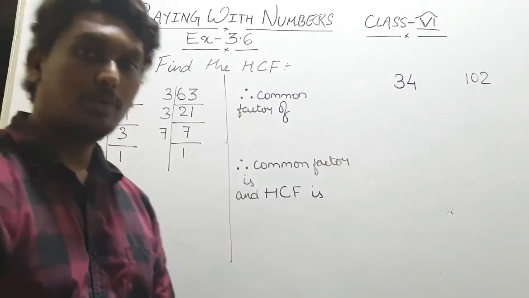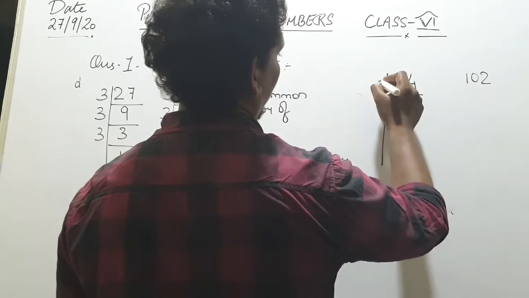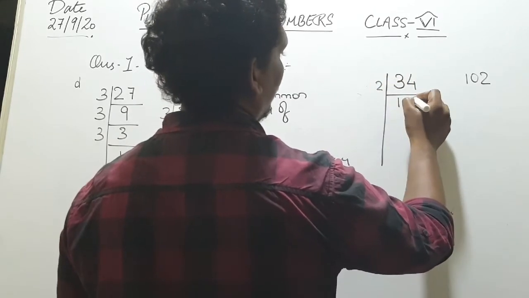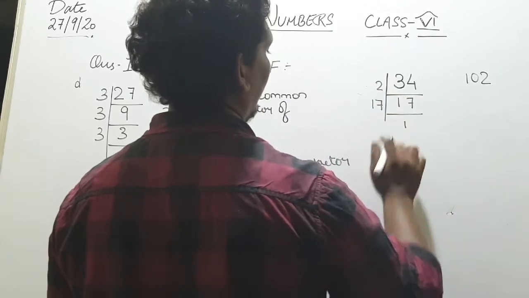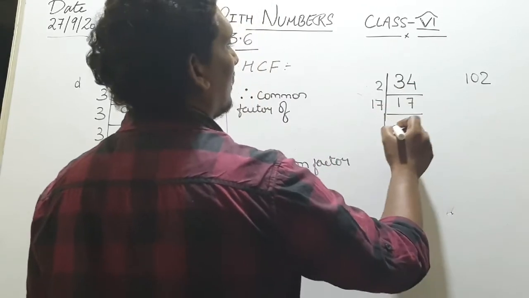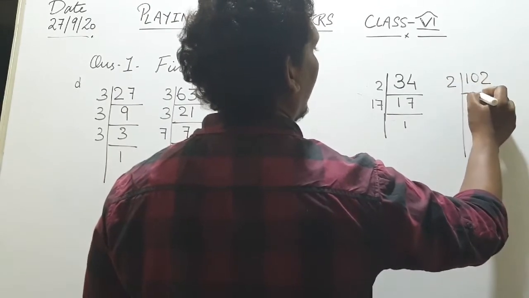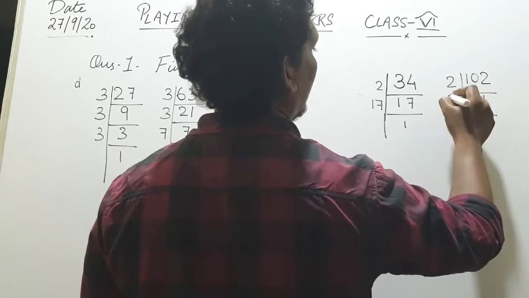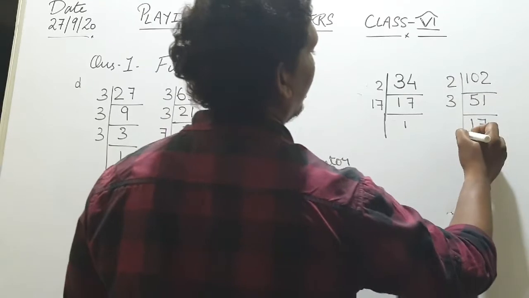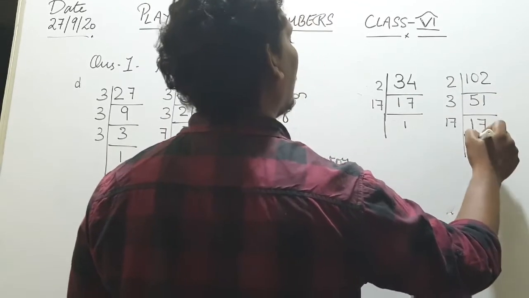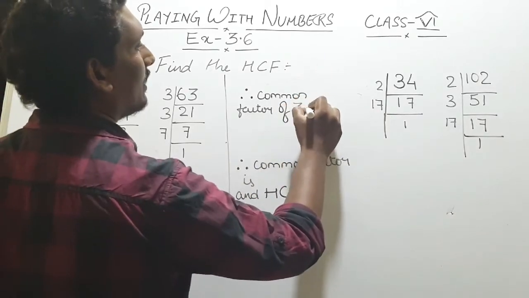Okay, now come to the next one, that is 34. 2 17s are 34, 2 1s are 2, 2 7s are 14, 17 1s are 17. Okay. Now come to the next question, 102. This is 2 51s are 102, 3 17s are 51, 17 1s are 17.